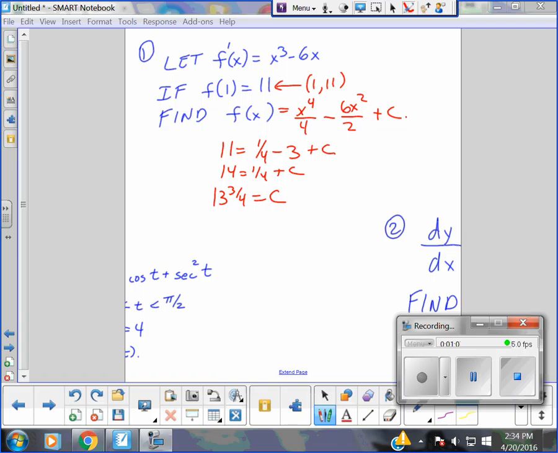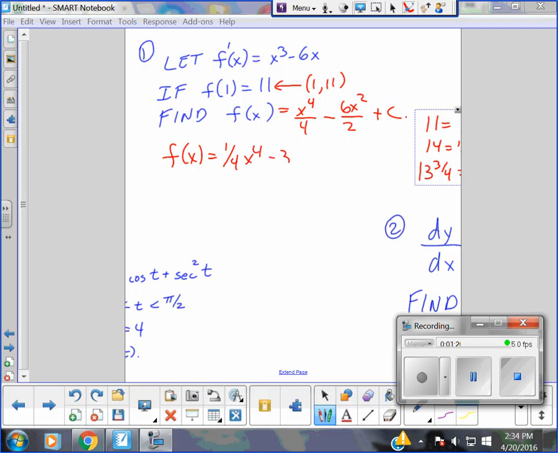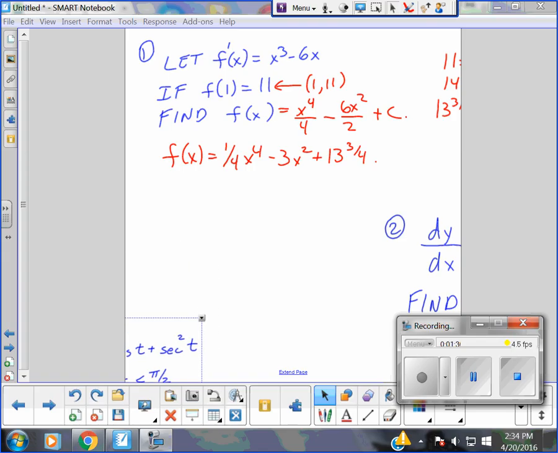You notice I don't force together the fourth and the 3 at this point. Do what's easy, especially if you're preparing for the AP, right? There's no reason you can't do it this way. All I got to do now is move this stuff aside. I know c is 13 3/4, so let's leave that so I can see it. And then I get what? F of x equals 1/4 x to the 4th minus 3x squared plus 13 3/4. And there is your first problem. All right? Slide this down out of the way.